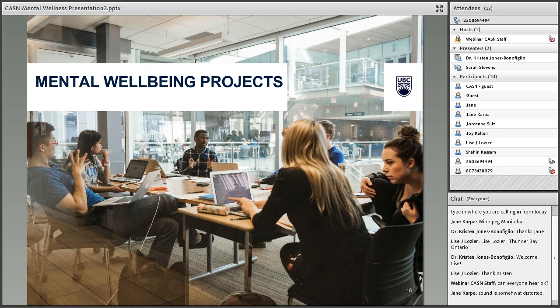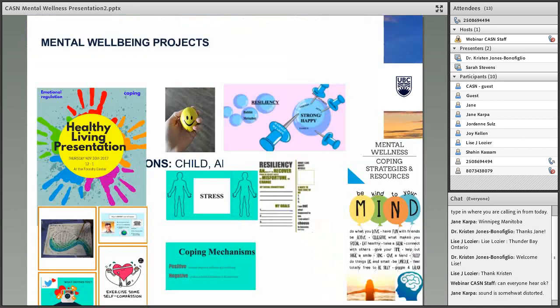Now for the exciting part, which was one of my favorite parts of the program: the mental well-being projects that the students presented. At the end of the semester, the students present their mental well-being projects. This is what the projects looked like. As I mentioned, students begin working on them at the beginning of the semester, and at the end of the term, they present them to their target population.